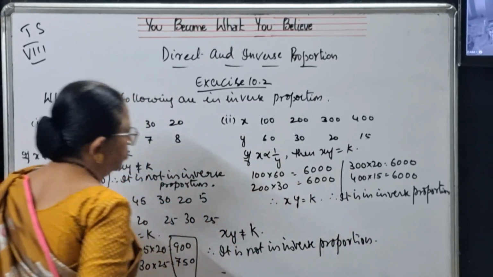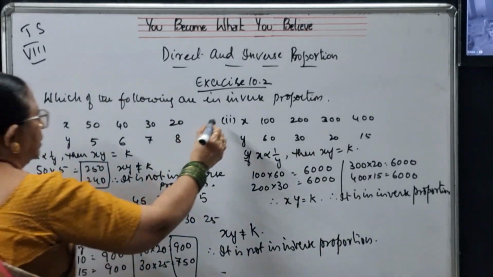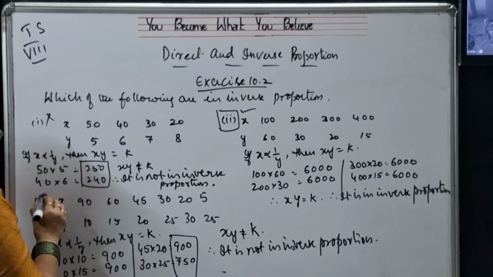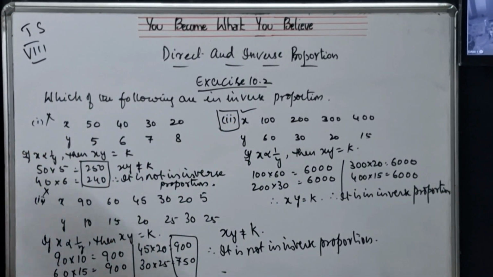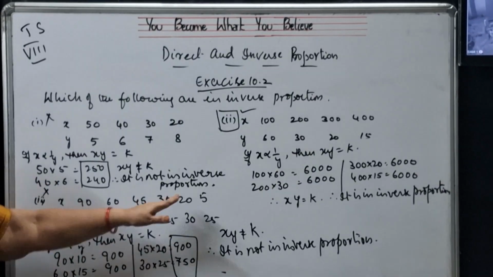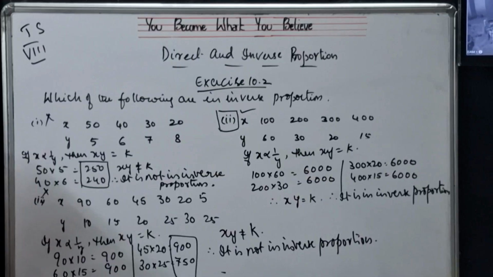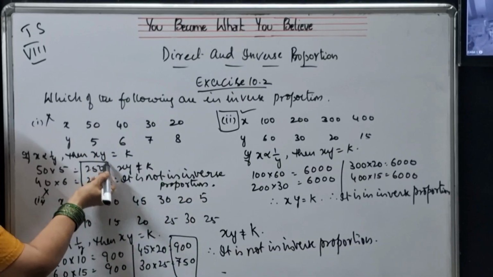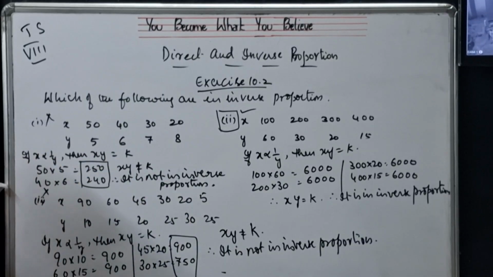So in the given problem, only the second one is in inverse proportion. This is not in inverse proportion. This is also not in inverse proportion. Please understand, children. Just don't see one is increasing, one is decreasing, so it is in proportion. It is not the case. These values should satisfy this concept, xy is equal to k. Then only we can say that they are in inverse proportion. Please note it down.